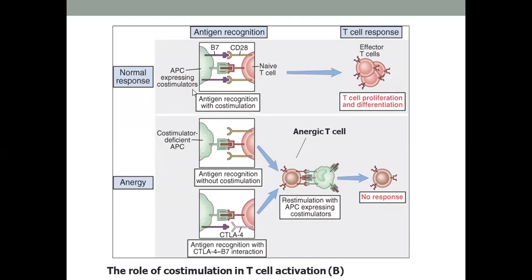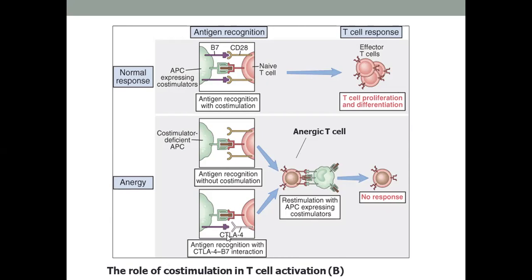The APC expresses the co-stimulator. There is interaction between the CD4 cells and MHC class 2, and there is co-stimulation, so that leads to the function of the effector cells. If there is an anergic form, there is no co-stimulation, and then recognition without co-stimulation leads to no response.